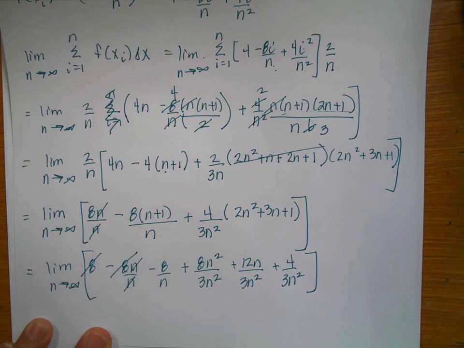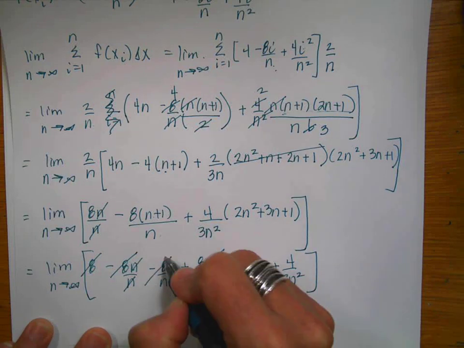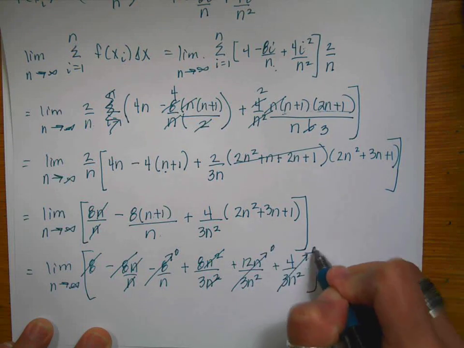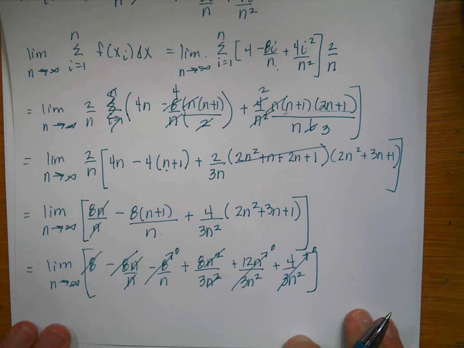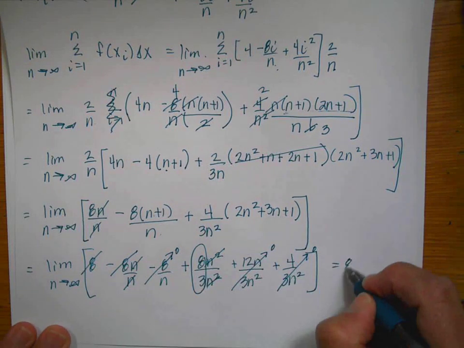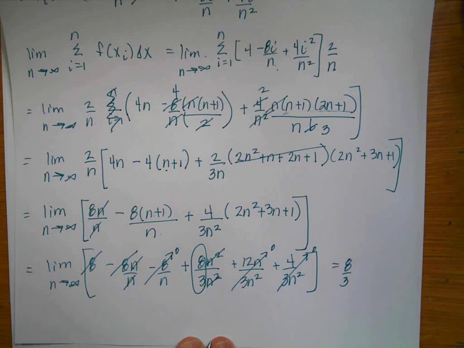Okay? And now I'm actually going to take my limit. Those cancel, so therefore those cancel. Alrighty? Those n squareds cancel. This goes to 0. This goes to 0. This goes to 0 because the degree is higher in the denominator. And there's my answer, 8/3.